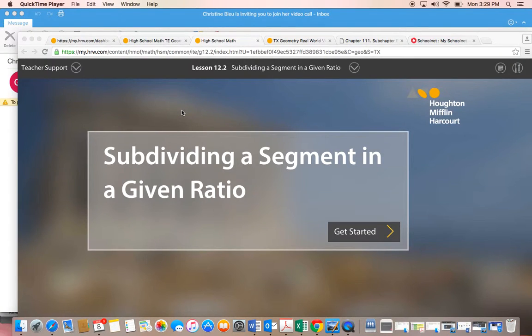So subdividing a segment in a given ratio is a new topic for the 2015-2016 school year, and that means there's not as many resources for this topic as there are for some of the other ones. So it's a good thing that the student edition and the teacher edition have some good resources that you can use in your classroom.